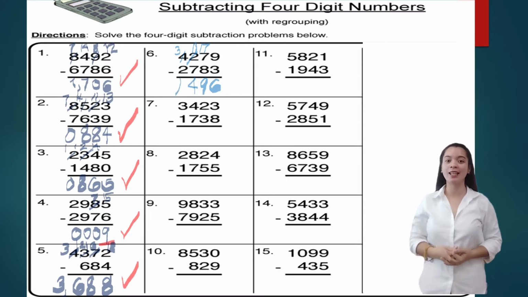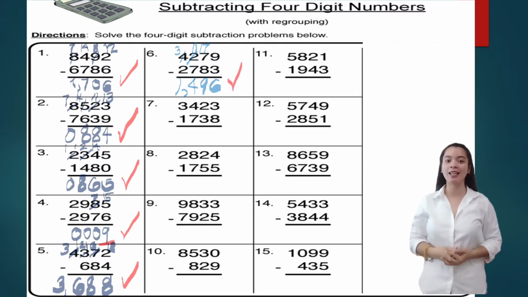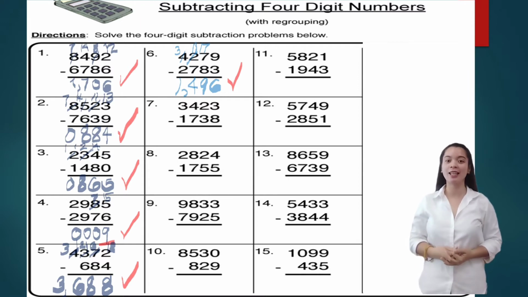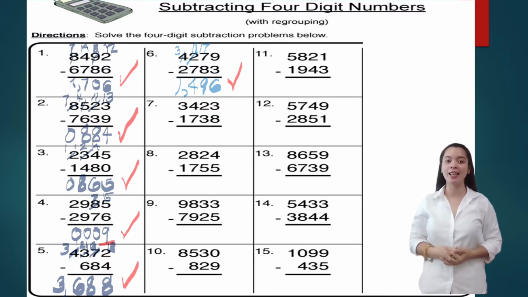So our answer is 1,496. Who got the correct answer, kids? Okay, let's check. Next, we have 3,423 minus 1,738. So let's subtract. 3 minus 8 is equal to, oh, we cannot.